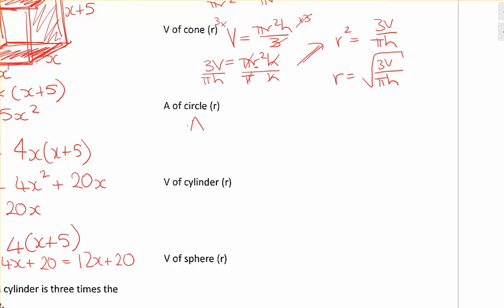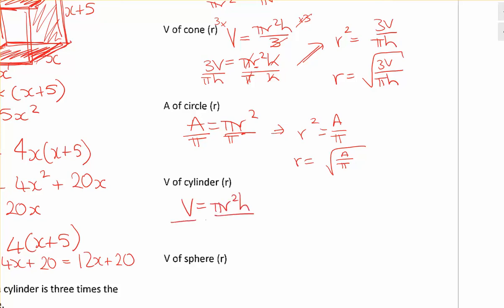Okay, area of a circle, and we want r out of that, so change the subject to the formula so it says r equals. So we'll start by dividing both sides by pi. And then we need to square root. That will give us the radius. Once again we only want the positive. Now volume of a cylinder, we want r out of that, so dividing both sides by the pi and the h. And then r would be the whole square root of that.